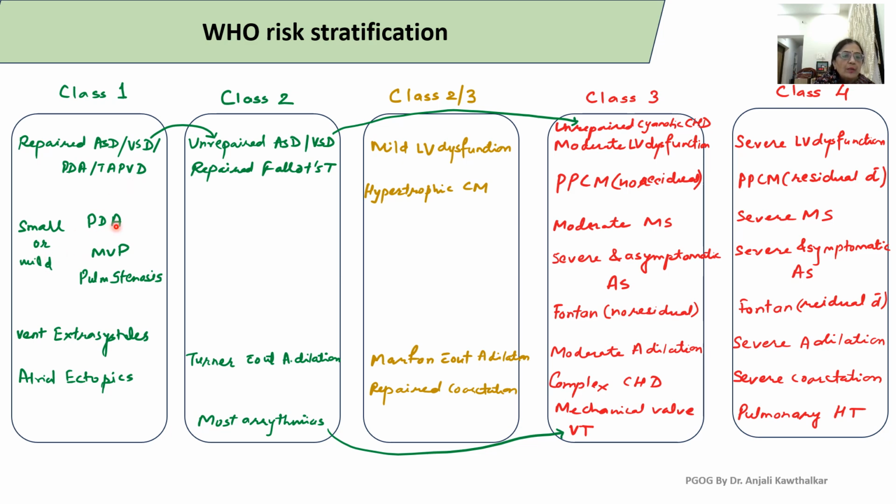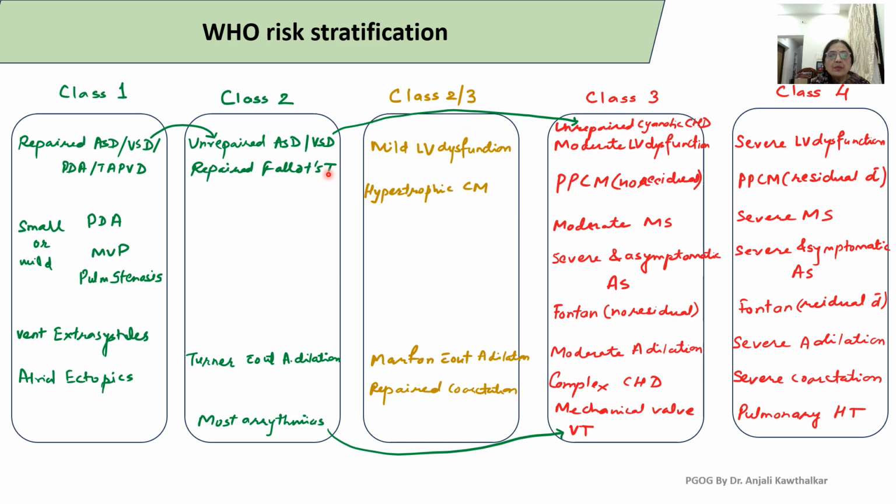Then small or mild patent ductus arteriosus, mitral valve prolapse, pulmonary stenosis, that is class 1, and extrasystoles, atrial ectopics, class 1. Class 2, apart from unrepaired ASD, VSD, we have repaired Tetralogy of Fallot in class 2.